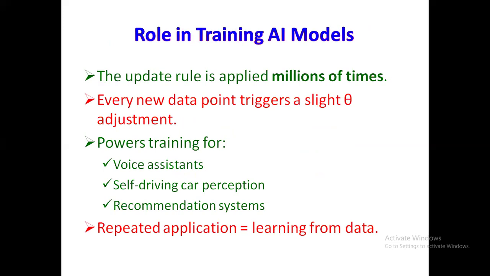This repetitive process is what allows the model to gradually learn complex patterns and make accurate predictions. Whether it's recognizing spoken words in a voice assistant, identifying objects in a self-driving car's environment, or suggesting movies in a recommendation system, this update mechanism is constantly at work, refining the model's understanding of data.